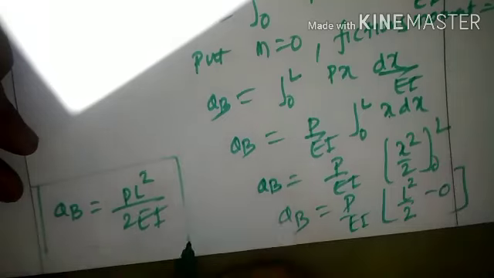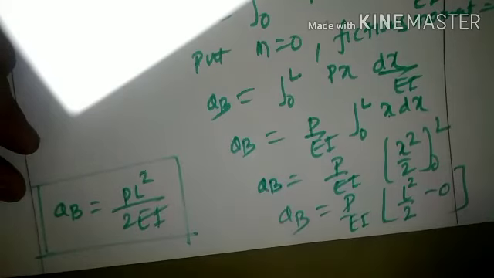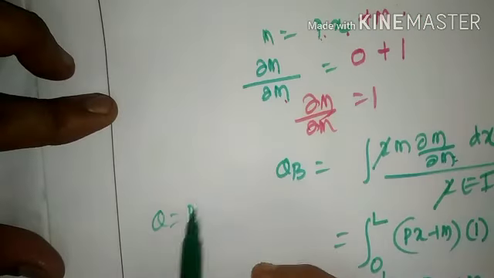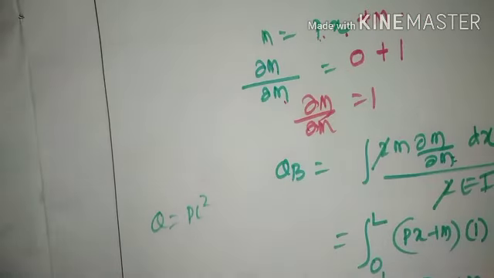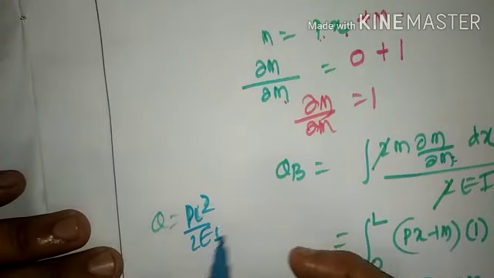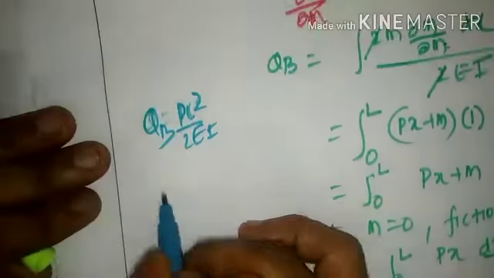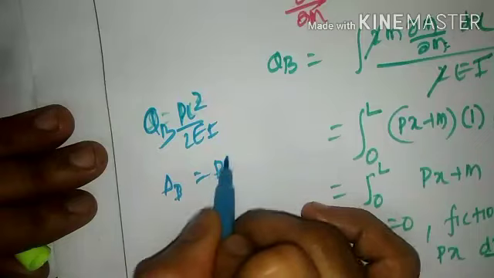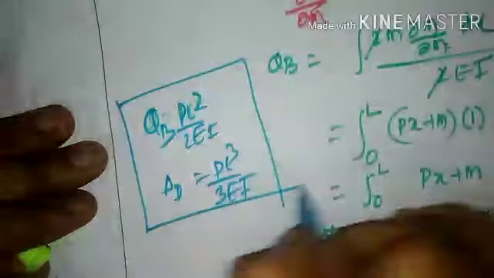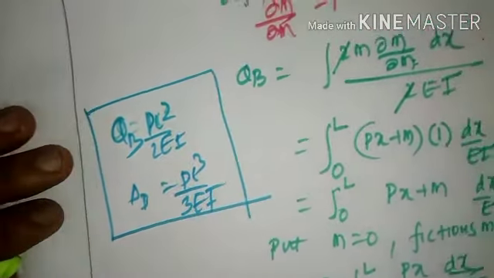This is the slope at the free end of the cantilever beam, which is PL square divided by 2EI. That is, slope is PL square divided by 2EI at the free end of the cantilever beam, and deflection is PL cube divided by 3EI. This is how we are supposed to find out slope and deflection by Castigliano's theorem.